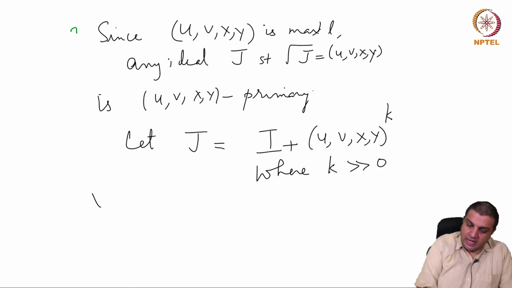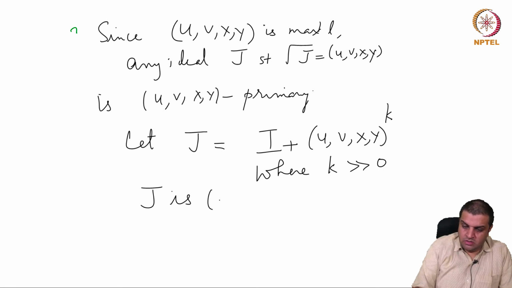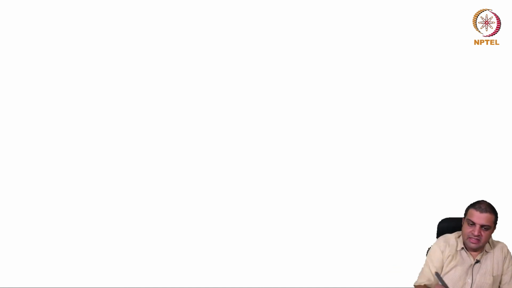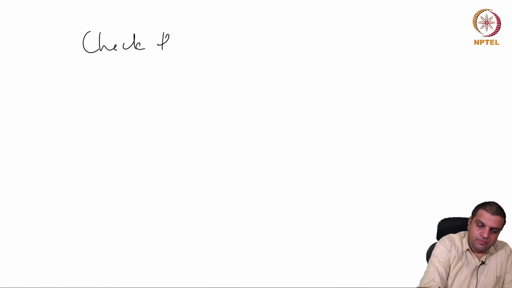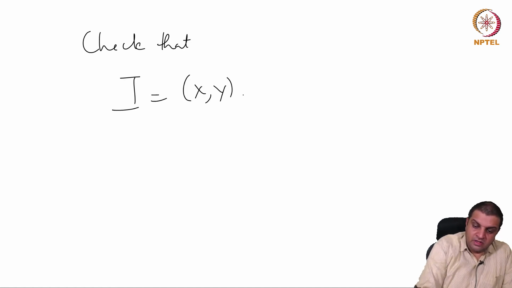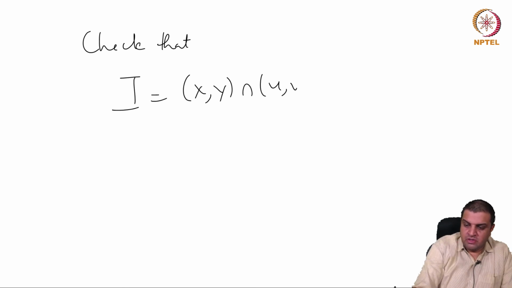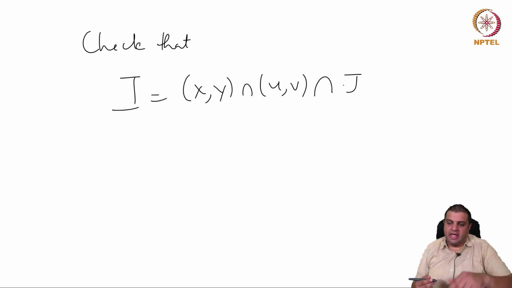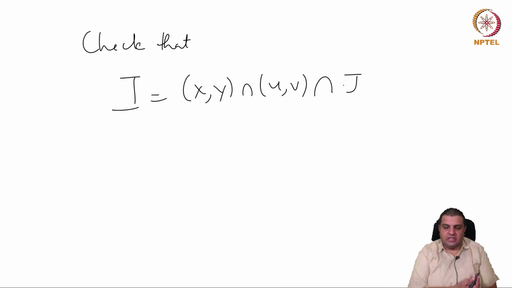So the radical of J is (u, v, x, y), so J is (u, v, x, y)-primary, and then check that I is indeed the intersection of the components for the minimal primes, which we have already worked out, and J. And it's independent of that exponent k whenever it's sufficiently large.